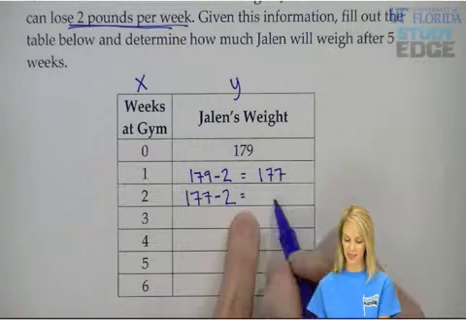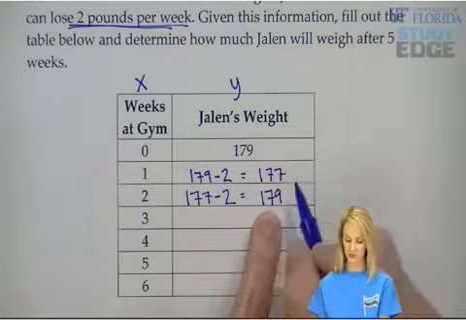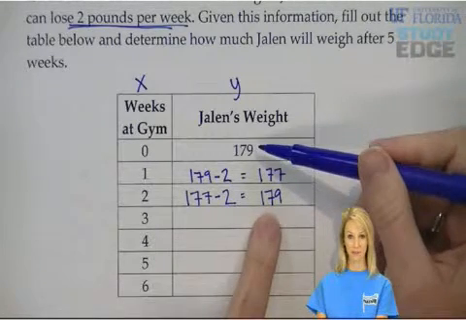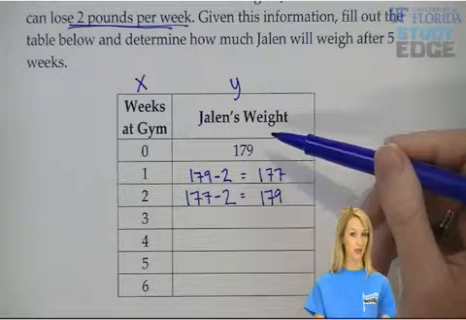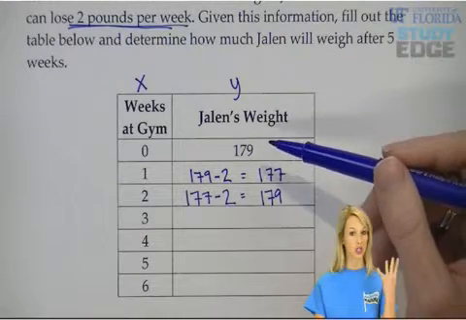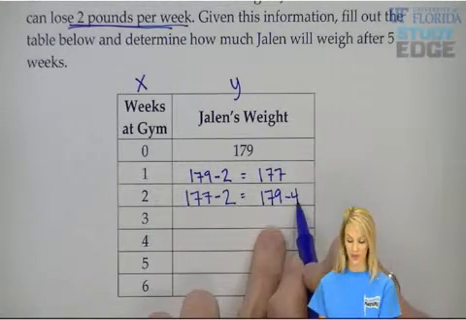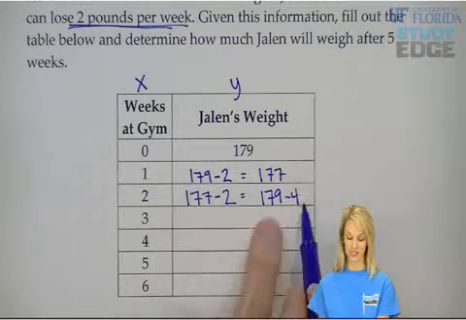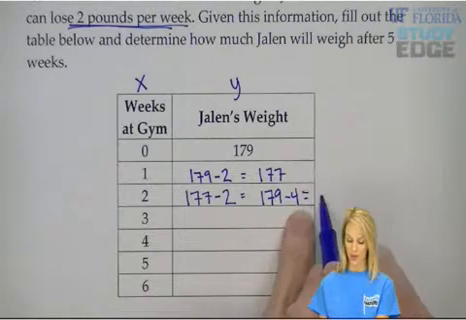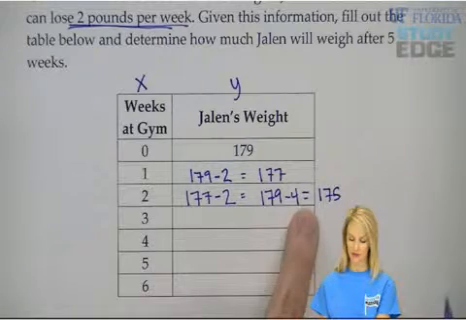That's the same thing as saying, all right, he started at the very beginning at 179 pounds. He worked out for 2 weeks. Well, if he lost 2 pounds in the first week, 2 pounds in the second week, that's 179 minus 4 pounds. See, it's the same thing. And we end up with 175 pounds.